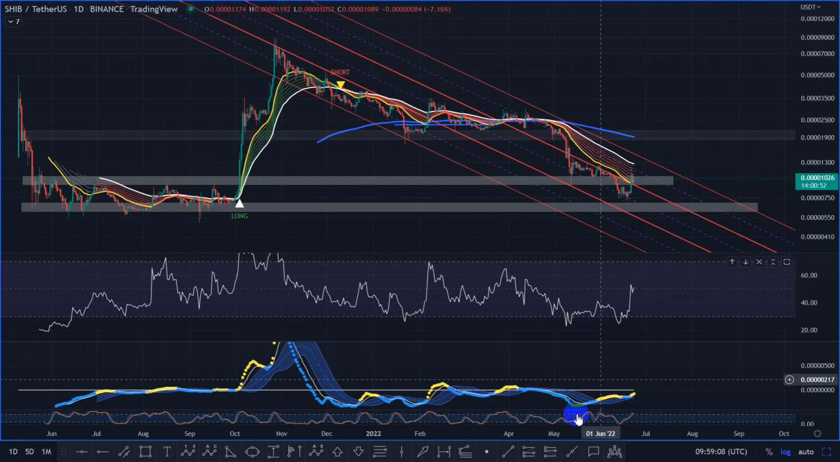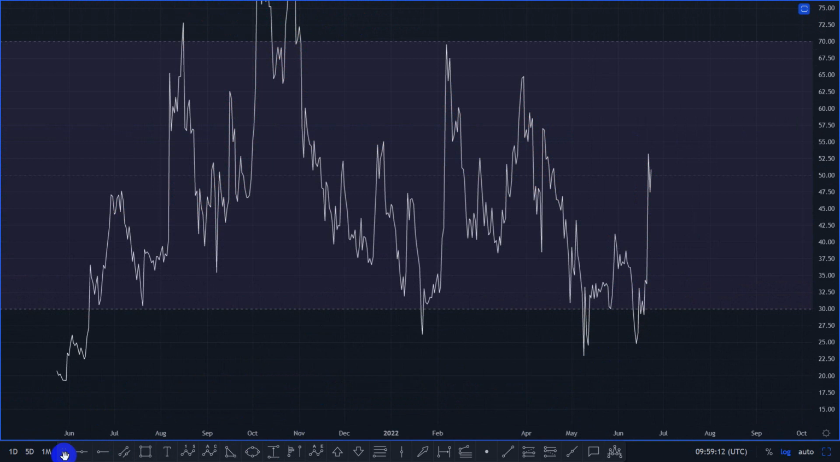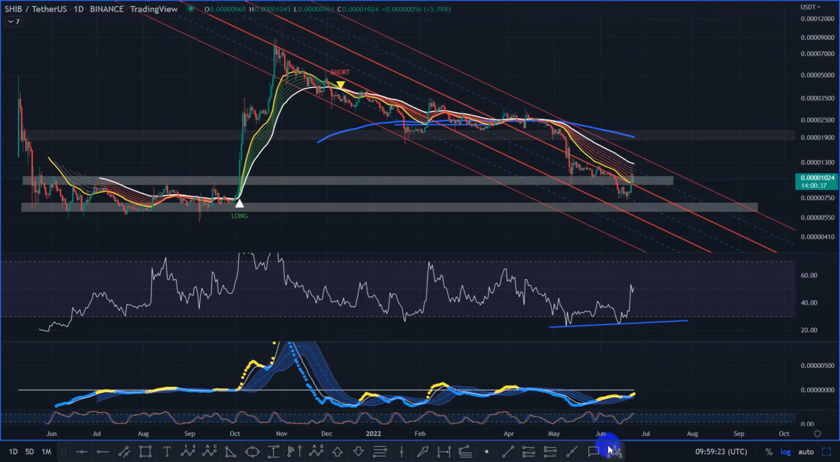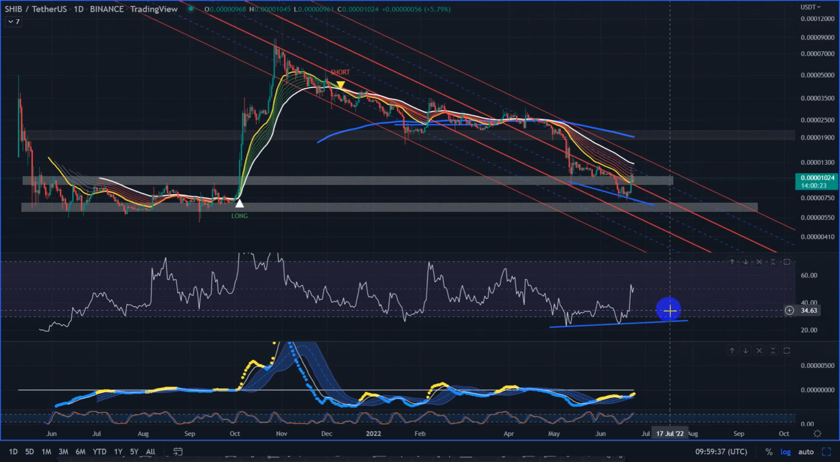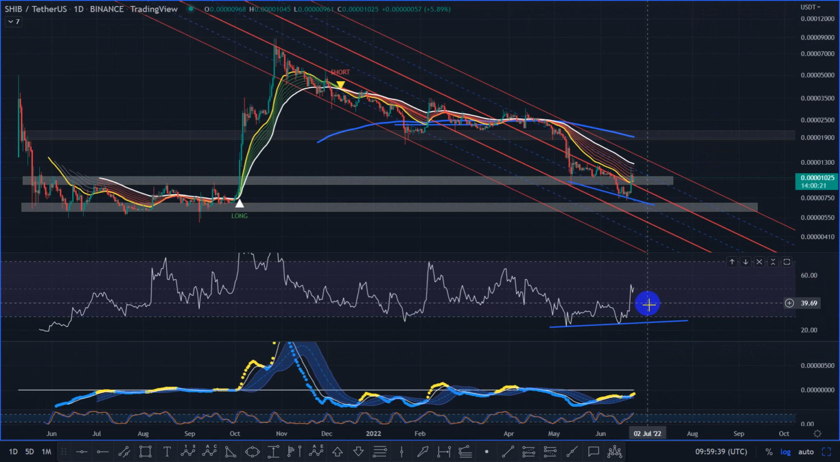RSI. On RSI, you can clearly see a divergence. Check this out. Let's have this tool. You see that here we have a lower low and a higher low. But if you check the price, you will see that we have this bottom and this bottom was lower. So that is what is called divergence. And more likely it signals that the market is about to reverse.